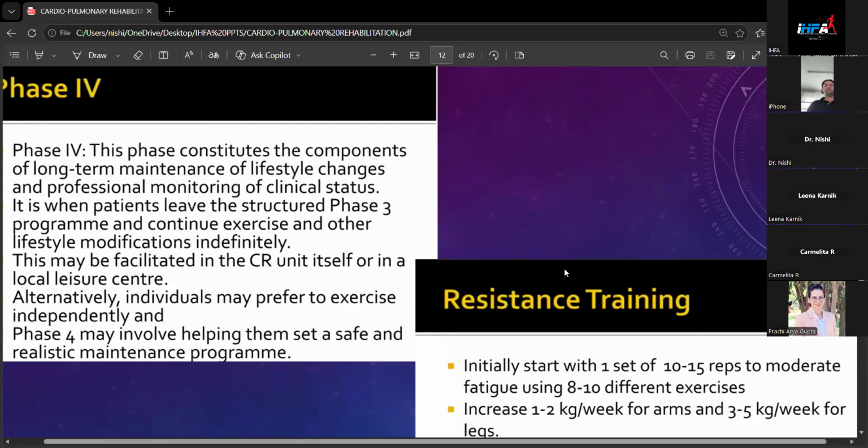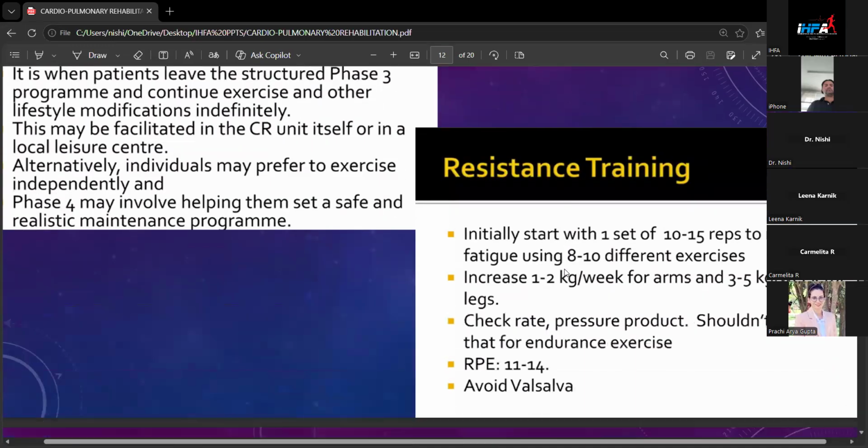Everyone clear till all the 4 stages or 4 phases of cardiac rehabilitation? Yeah, ma'am. Okay. And there is one part of resistance training which you have to very clearly remember.